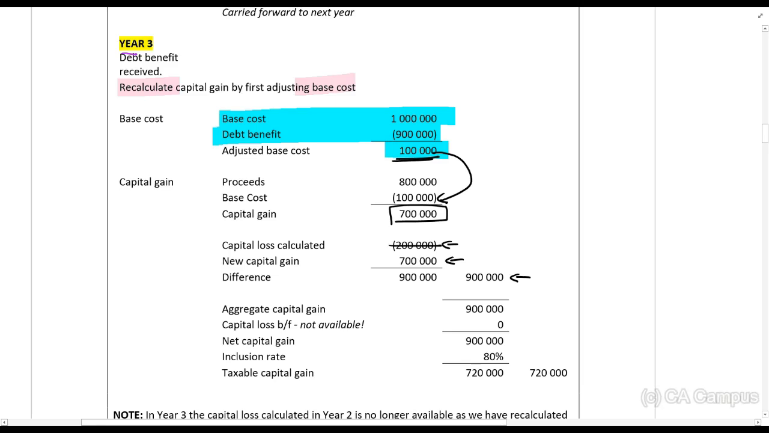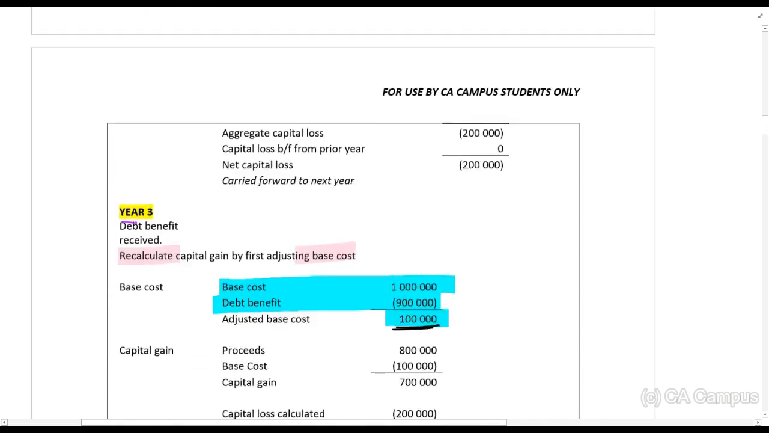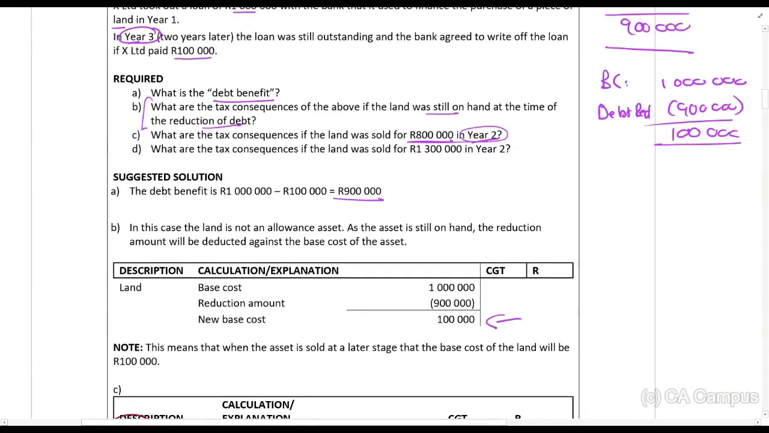If in the previous year I had a capital gain, let's say, of 300,000 rands, then I would pay in now 600,000 rands. So you just have to add up. So over the total of the 2 years, it adds up to what it is. Then D says, what happens if I sold the land for 1.3 million rands in year 2?